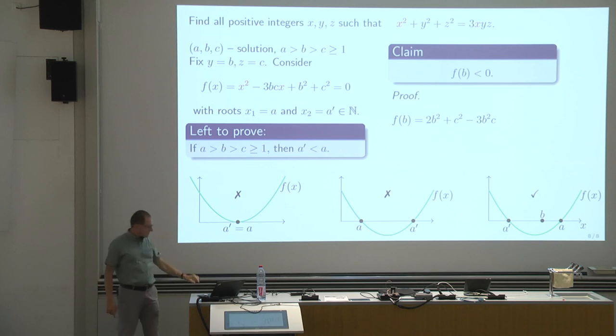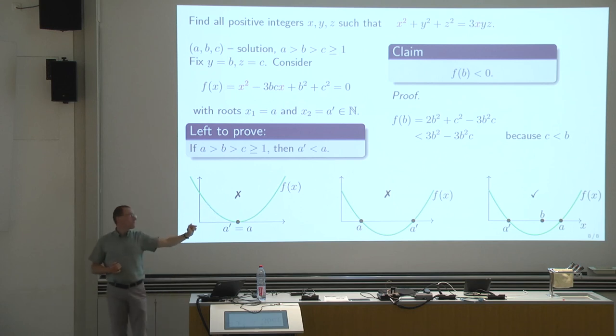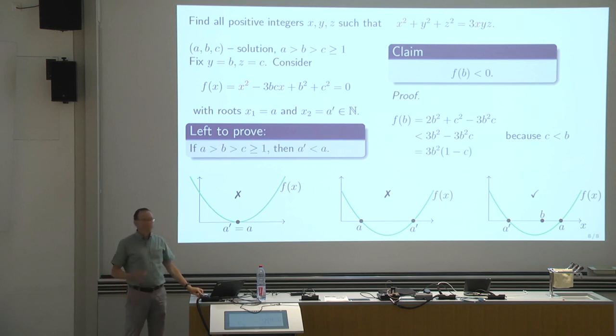To use B is bigger than C, well, let's write this as less than 3B squared minus, and the last term we keep. You see, we replace the C squared by B squared. C squared is less than B squared. That's why we have this inequality, using that C is less than B. Now, this quantity, we can factor out 3B squared. In the brackets, we have 1 minus C. What can you say about 1 minus C? Always less than or equal to 0 because C is greater than or equal to 1.